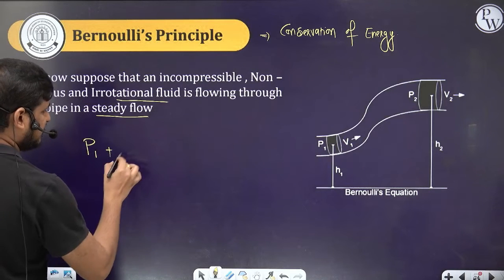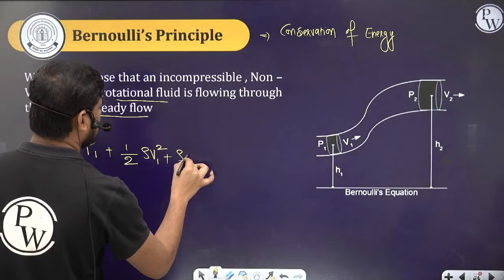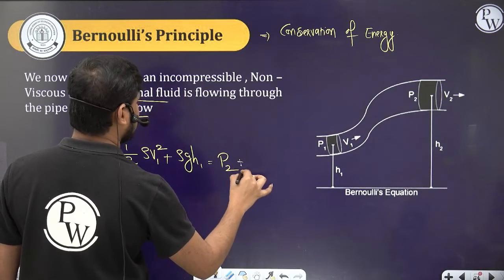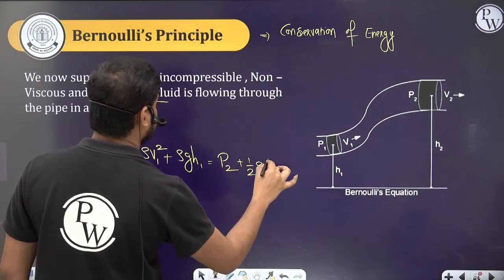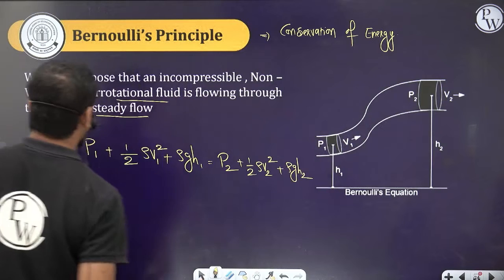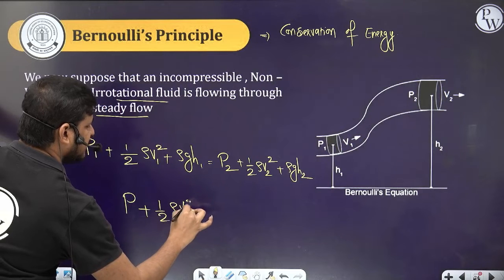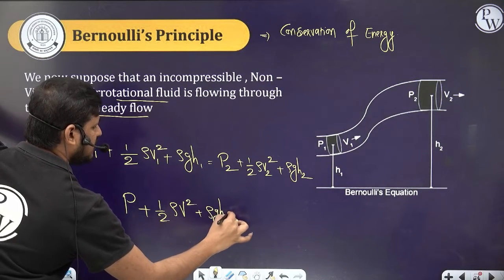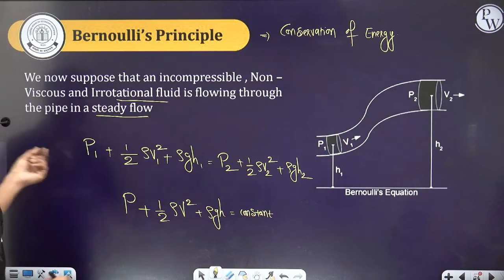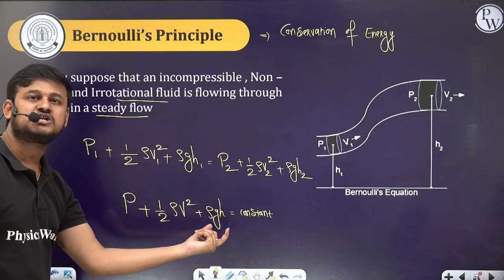So P1 plus half rho V1 square plus rho g h1 is equal to the pressure there, P2 plus half rho V2 square plus rho g h2. So overall I can say that the pressure P plus half rho V square plus rho g h should be constant. So what are these, sir? This is the pressure energy per unit volume. This is the kinetic energy of the liquid per unit volume, and this is the potential energy per unit volume.